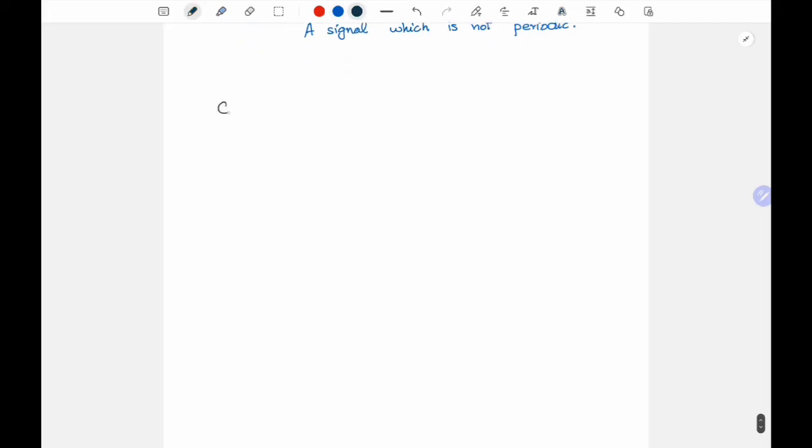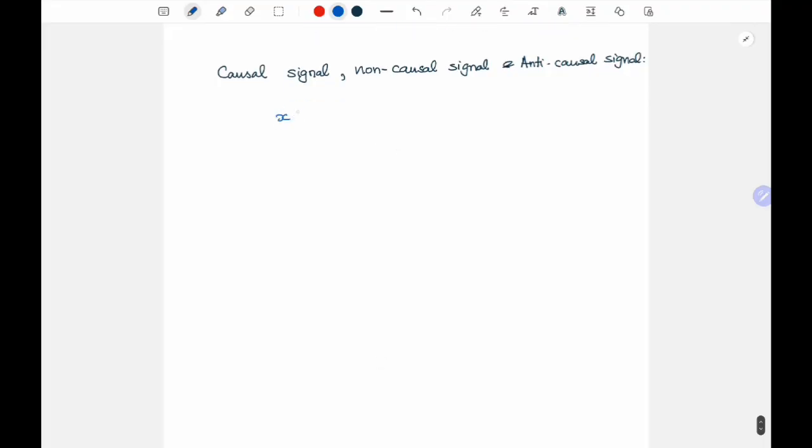So next we have something called a causal signal, and then non-causal signal and anti-causal signal. If we have any signal x of t equal to 0 for t less than 0, then we call such signals causal signals.